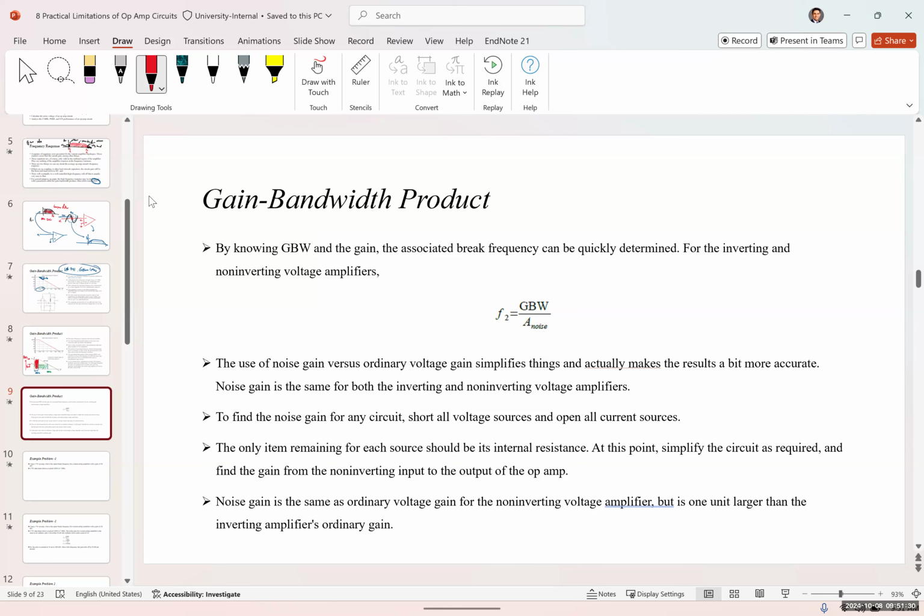For the inverting and non-inverting voltage amplifier, F2, or the upper cutoff frequency, is equal to gain bandwidth over A noise. A noise is the same in a non-inverting and an inverting amplifier.